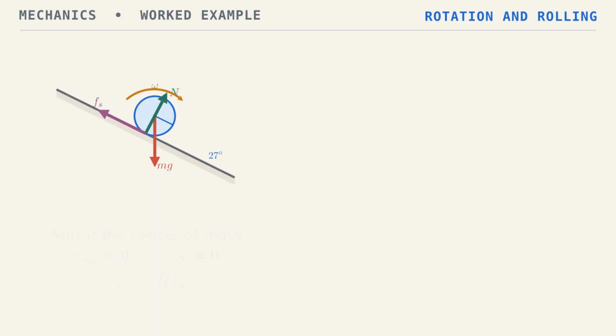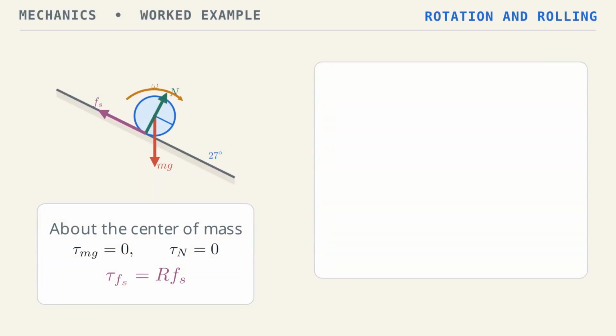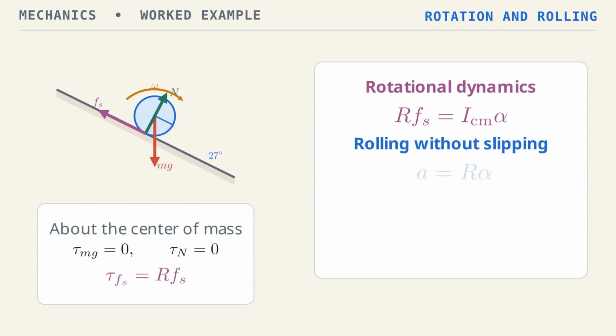Take torques about the center of mass. Gravity acts through the center, so it has no lever arm. The normal force points along a radius, so it also gives no torque. Static friction is the only force producing torque. R f_s equals I center of mass times alpha. Rolling without slipping supplies a equals R alpha.